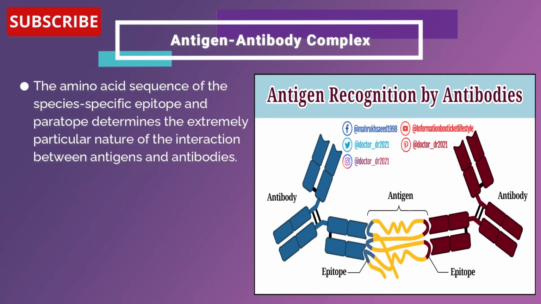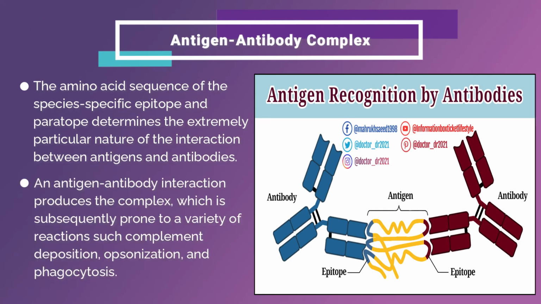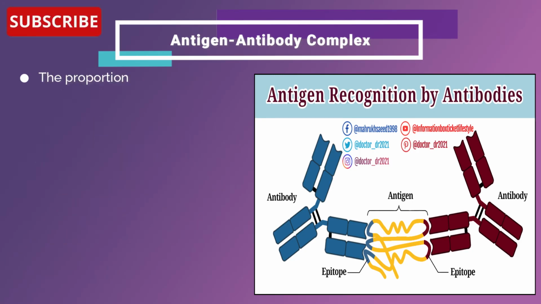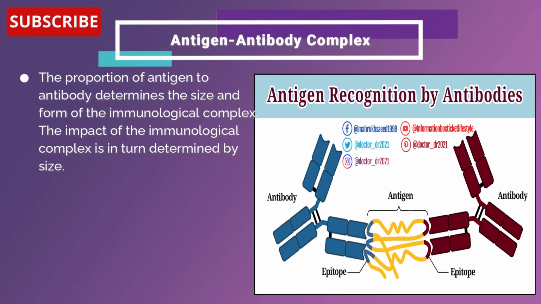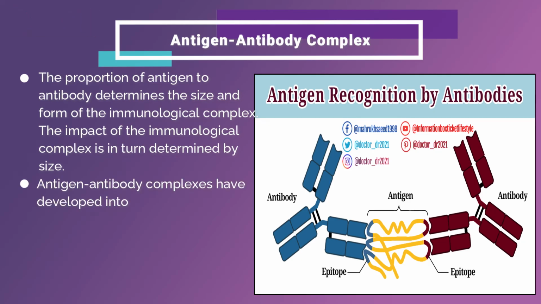The amino acid sequence of a species-specific epitope and paratope determines the extremely particular nature of the interaction between antigens and antibodies. An antigen-antibody interaction produces the complex, which is subsequently prone to a variety of reactions such as complement deposition, opsonization, and phagocytosis. The proportion of antigen to antibody determines the size and form of the immunological complex. The impact of an immunological complex is in turn determined by size.